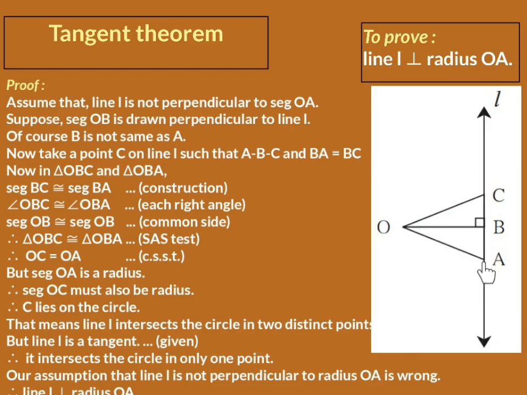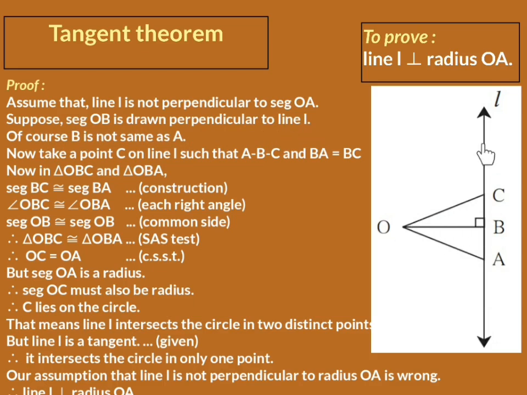Means point A is on the circle and it is also on the line L. But here it is drawn separately since OA is not perpendicular to line L that we have assumed. Hence it is taken separately, but don't forget that point A is on the circle as well as on line L. Now, suppose segment OB is drawn which is perpendicular to line L.